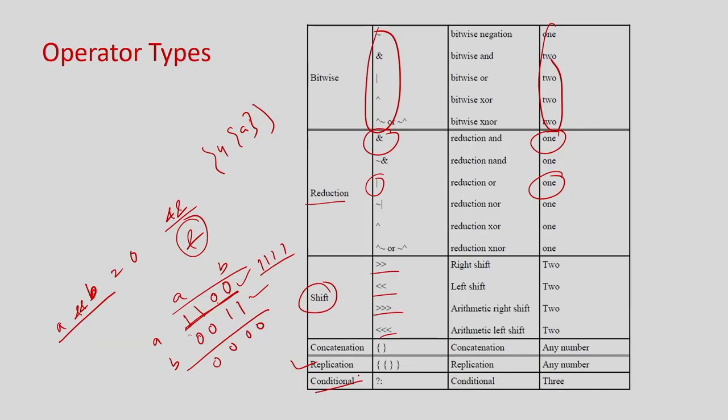And the conditional operator is the ternary operator. I will strongly suggest you follow some books to get the exact meaning. It is pretty easy, right?